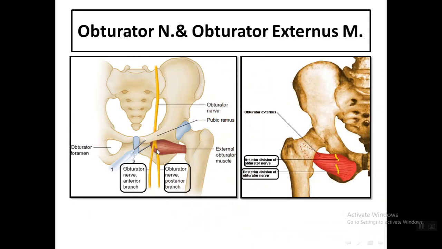As it passes through the obturator canal, it divides into an anterior division and a posterior division. The anterior division will pass in front of this muscle, which is the obturator externus muscle. The posterior division will pass through the obturator externus muscle, and also it will supply it. So the obturator nerve has two divisions.